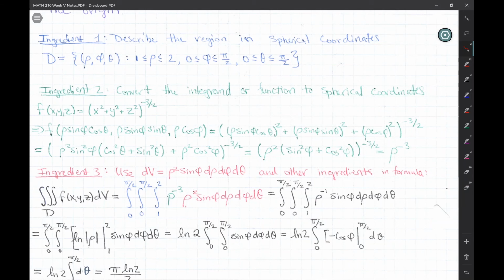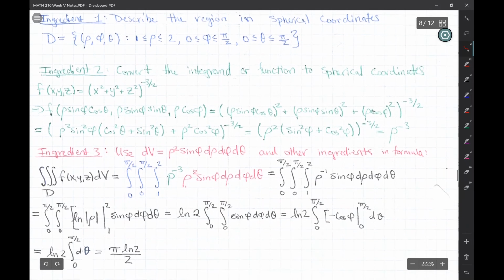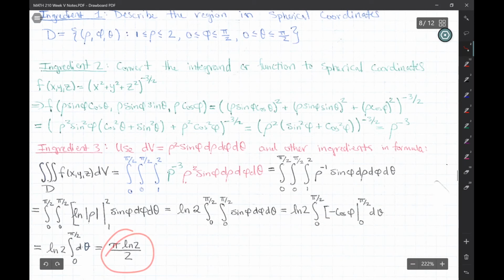And we could then simplify, okay, and integrate. We'll integrate over rho first, although we can switch the order of integration here. But integrating over rho first, we get this expression, and plugging in the bounds into rho, since we just integrated over rho, we have this expression, and we could then simplify. Carrying out all of these steps, we end up with pi natural log of 2 over 2.